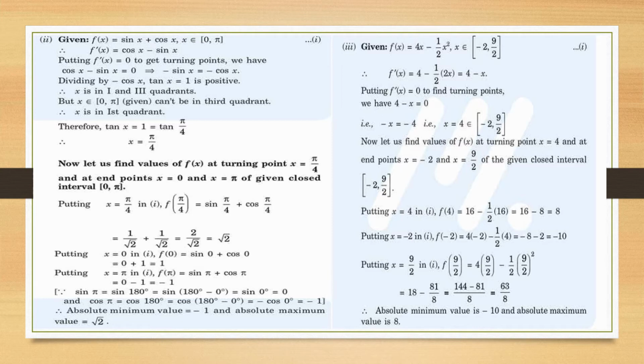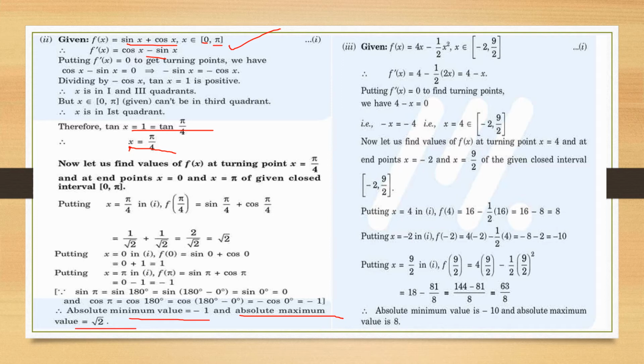Now for question number 2, we find that f(x) is sin x plus cos x, between 0 and pi. So this is the derivative. The critical point is again tan x equal to 1, which gives me pi by 4. Only one value between 0 and pi. Okay, as it is absolute, I have to check the function at 0, pi and pi by 4.